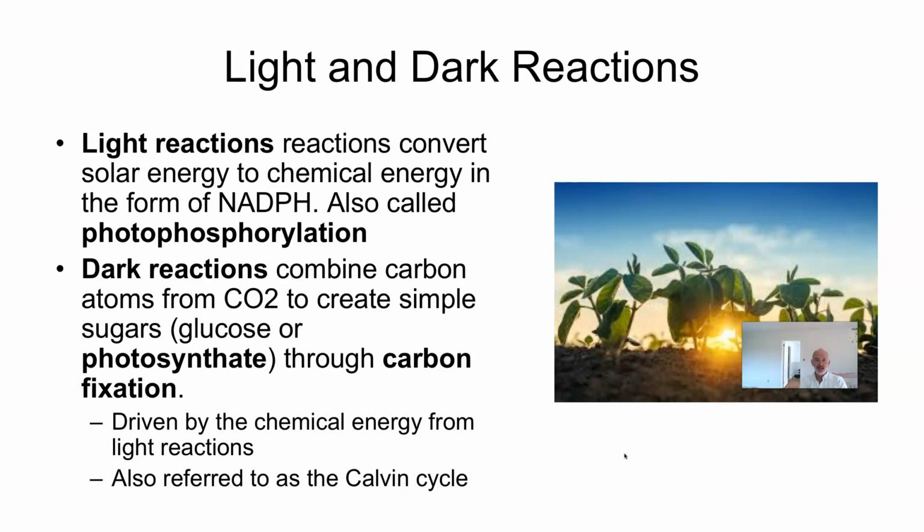Light reactions change the form of solar energy into chemical energy. Dark reactions sequester carbon, fix carbon from carbon dioxide, and store it into these longer carbohydrate chains or sugar chains, which embody energy and can be used as building blocks. And the dark reactions are also often referred to as the Calvin cycle.